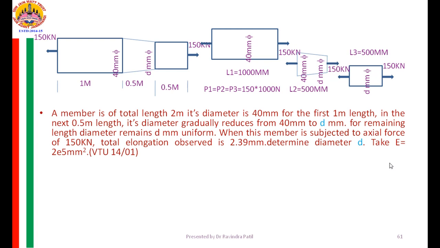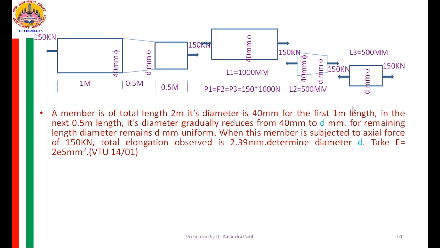Like the stress is internal resistance divided by area. Strain is equal to stress divided by Young's modulus. Deformation is equal to strain into original dimension, like that. The major thing is the internal resistance. Already with so many problems I told how we calculate the resistance. Anywhere if you want the resistance, cut the member into two parts, consider one of the parts and assume the resistance on it. You will come to know. Here only one force is there, therefore the resistance is fixed, equal to 150 kilonewton.